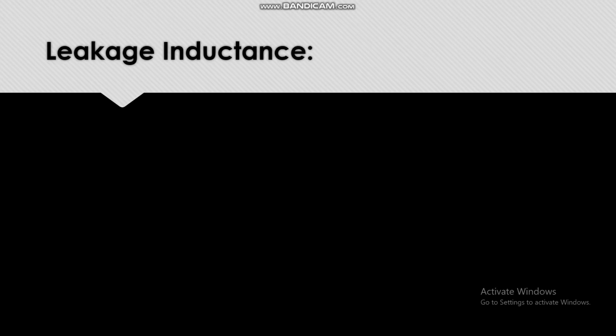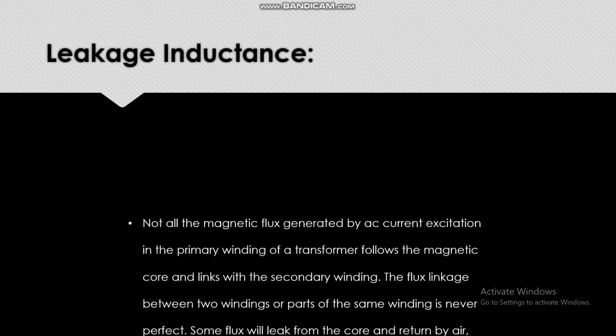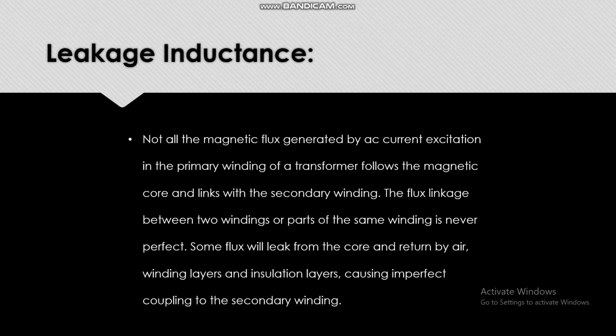The next of which is leakage inductance. Not all the magnetic flux generated by an AC current excitation in the primary winding of a transformer follows the magnetic core and links with the secondary winding. The flux linkage between the two windings or part of the same winding is never perfect. Some flux will leak from the core and return by air, winding layers and insulation layers, causing imperfect coupling to the secondary winding. Frequency dependent leakage inductance is regularly observed.